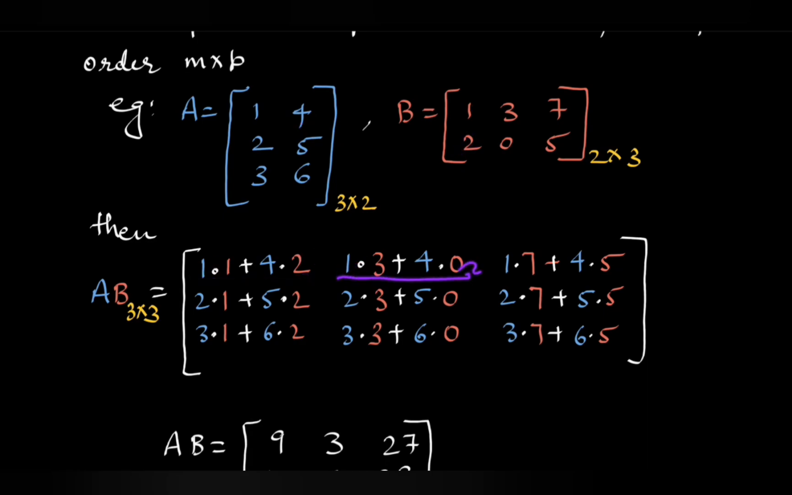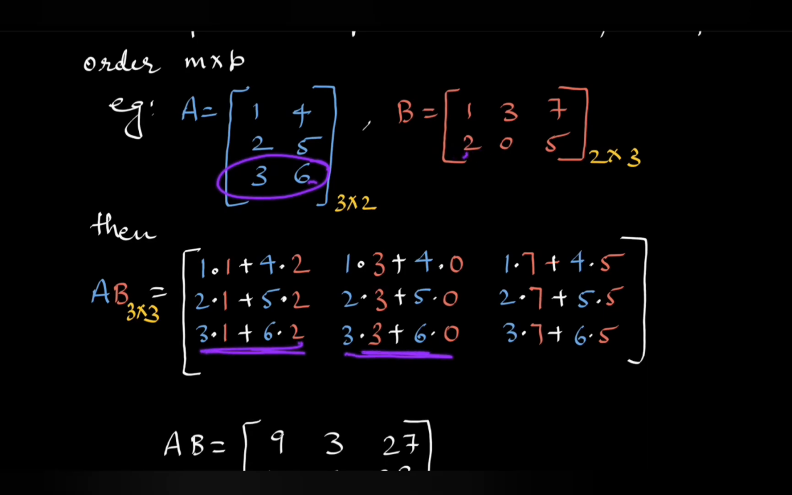If I need the second element, I will multiply the first row with the second column. That is 1 into 3 plus 4 into 0. If I need the third element, it will be the first row multiplied with the third column: 1 into 7 plus 4 into 5. Likewise, if I need the third row in the product, I will multiply the third row with the corresponding columns of the matrix B. That means 3 into 1 plus 6 into 2 will give me the first element.